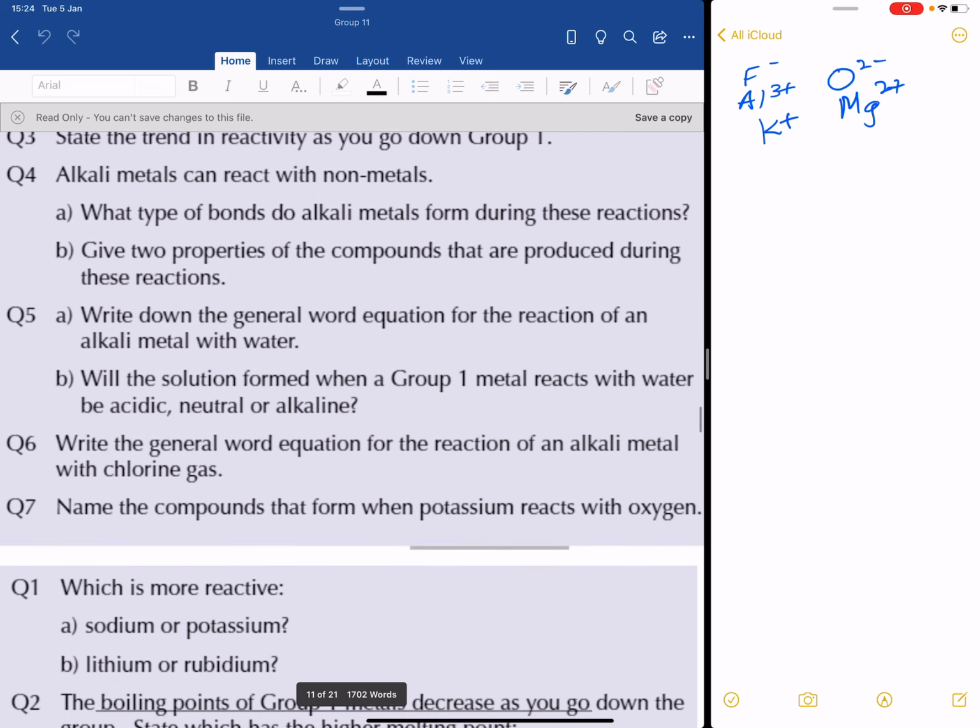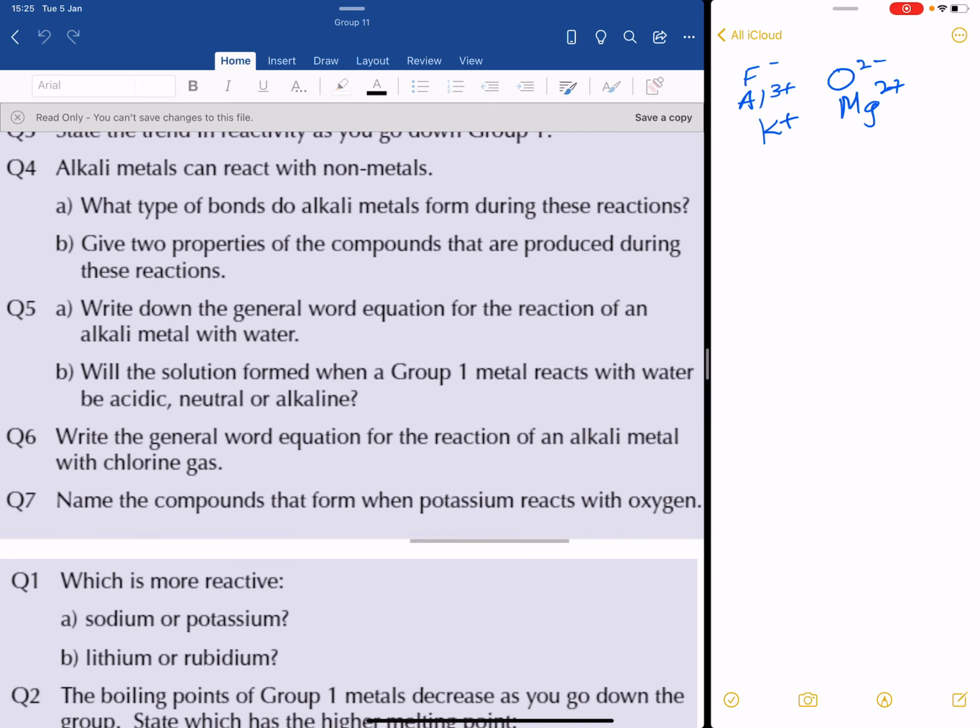Number 4, alkali metals react with non-metals. What type of bond do alkali metals form during this? So a bond between a metal and a non-metal is ionic bond. Give 2 properties of compounds that are produced during these reactions. Well, ionic bonded compounds are soluble in water and they have high melting points.